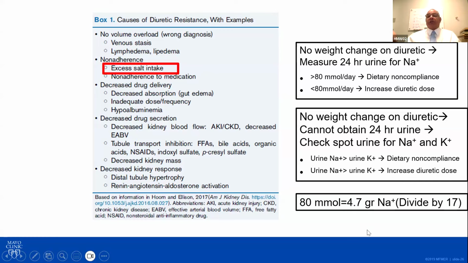I just want to tell you that they picked 80 millimole in the urine because 80 millimole corresponds to around 5 grams of salt already. So 80 millimole is equal to 4.7 grams of sodium.